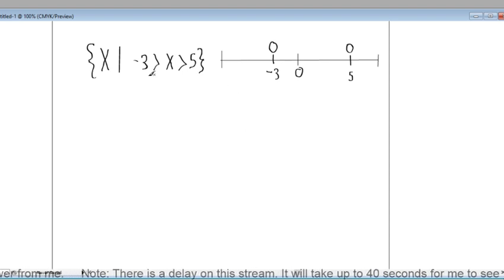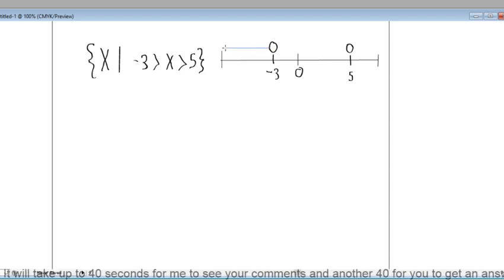Now this says that negative 3 is greater than x. Well, that means that x is smaller than negative 3. So its line is going to extend into all the numbers that are smaller than negative 3. Again, if negative 3 is bigger than x, then x has to be smaller than negative 3. This also says that x is greater than 5. So it has to be all the numbers that are bigger than 5.